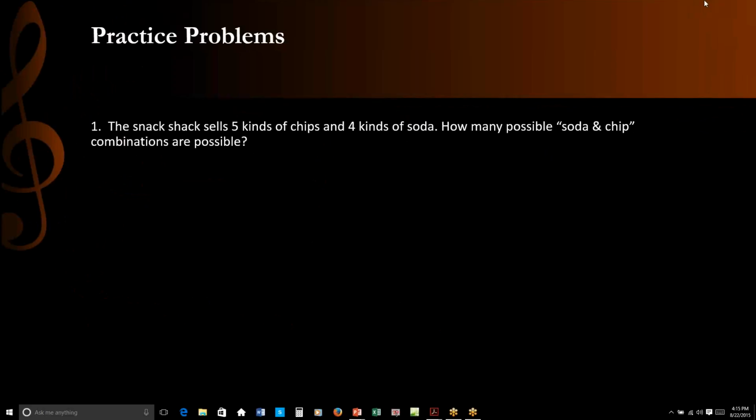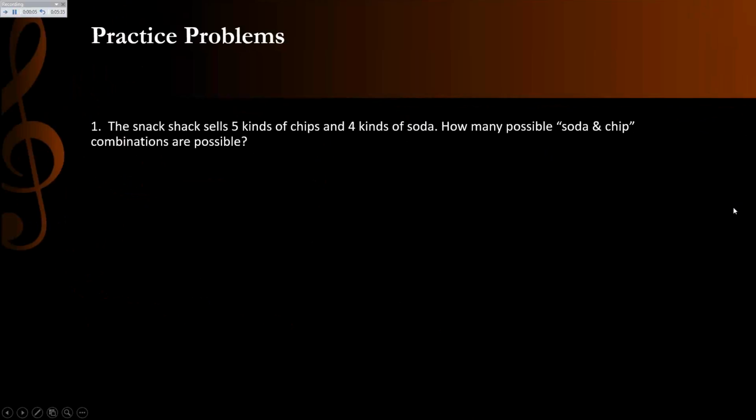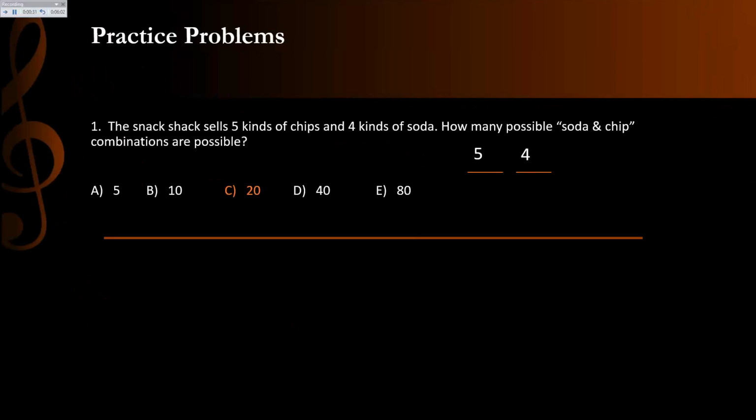The Snack Shack sells 5 different kinds of chips and 4 kinds of soda. We want to know how many possible soda and chip combinations are possible. So first of all, since there's only 2 things that we're looking at, chips and soda, we put our 2 blanks down. And then we want to know, out of the 5 kinds of chips, how many possibilities are there? There's 5. How many possibilities are there for the sodas? We had 4 sodas, so there would be 4. And then 5 times 4, of course, would give us our 20, which would be choice C.